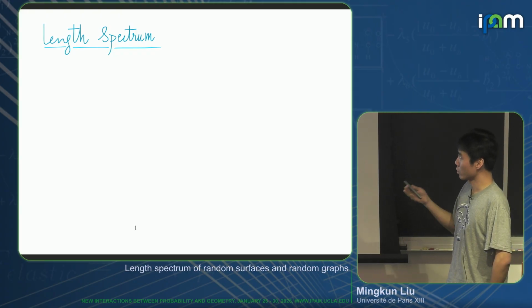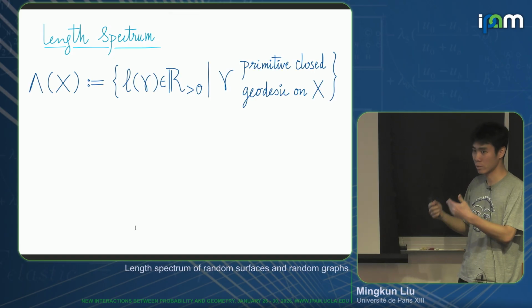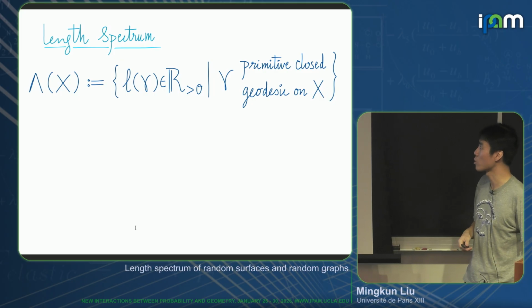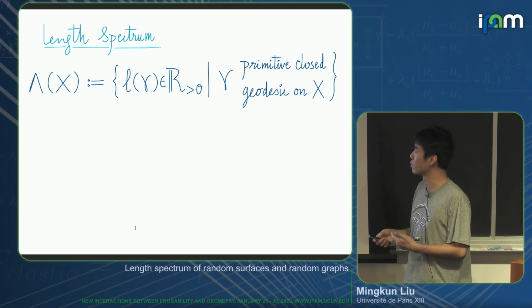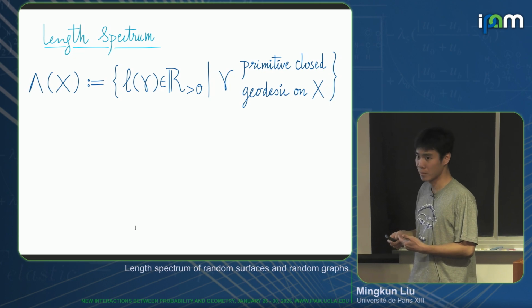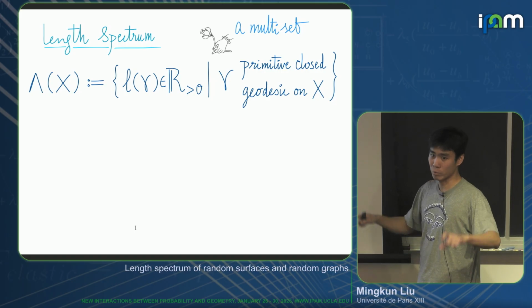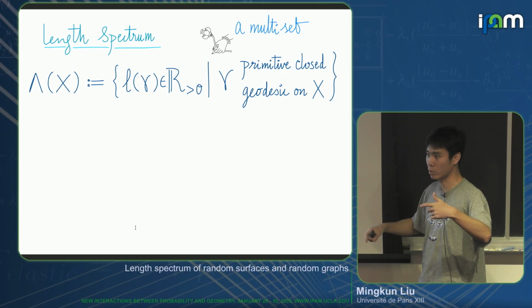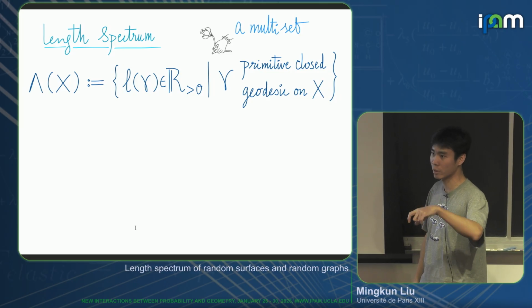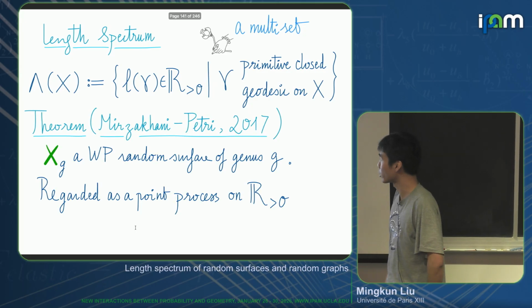But actually, what they proved is even stronger. It's really a theorem about the length spectrum. The length spectrum of a hyperbolic surface is just a subset of positive real numbers, which are the lengths of primitive closed geodesics on the surface. So actually, to be more precise, it's a multiset, because you can have two different geodesics with exactly the same length. So I also want to take into account this multiplicity. So it's a multiset.